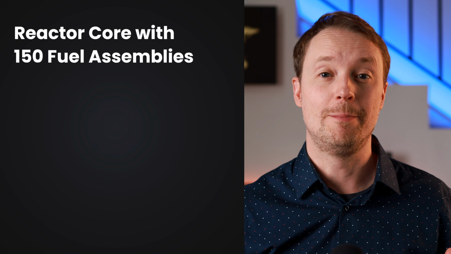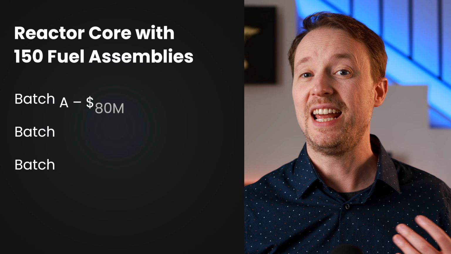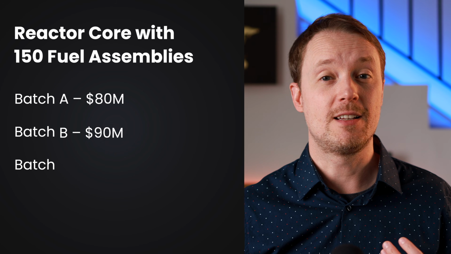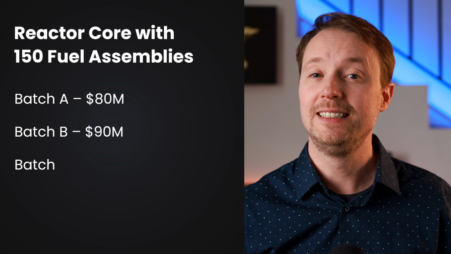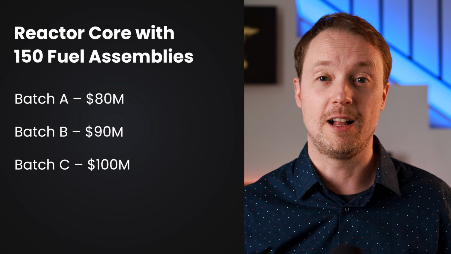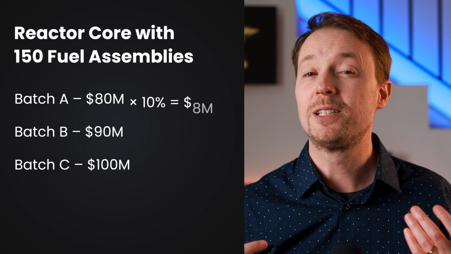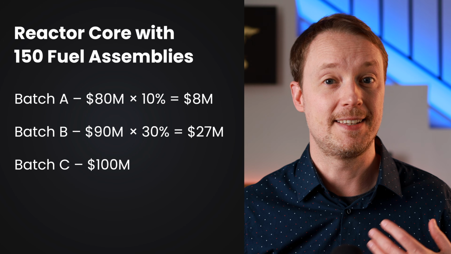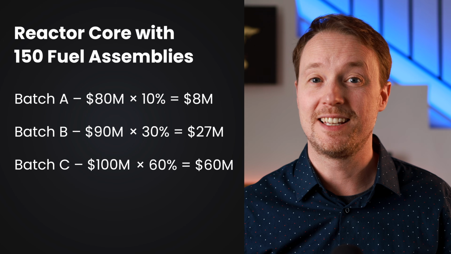But from this, we then know how much each batch contributes to the value of the fuel used during an operating cycle, because we can take the cost of each batch in the core multiplied by its amortization schedule. So if we had a core with 150 fuel assemblies with 3 batches of 50, with batch A costing $80 million going in for its third and final cycle, batch B costing $90 million going in for its second, and batch C costing $100 million and was freshly loaded, we can multiply batch A by 10% since it's in its third cycle, batch B by 30% since it's in its second, and batch C by 60% since it's fresh.